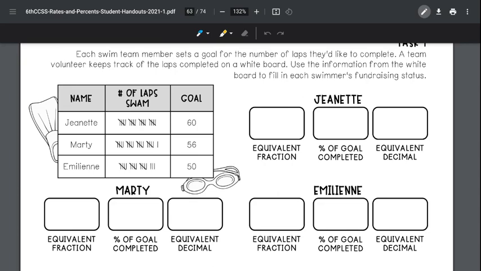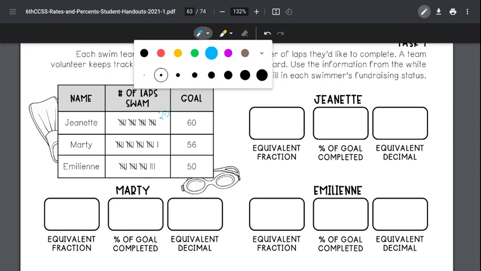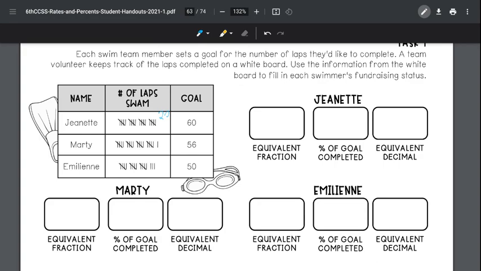So let's start with Jeanette. If I count all her tallies up, it looks like she swam 20 laps, okay? But her goal was 60. So I'm going to put, she actually swam 20 laps out of 60 total that she wanted to do. Our equivalent fraction is just simplifying it. Okay, I know that 20 over 60 can be turned into 2 over 6, which simplifies to 1/3.